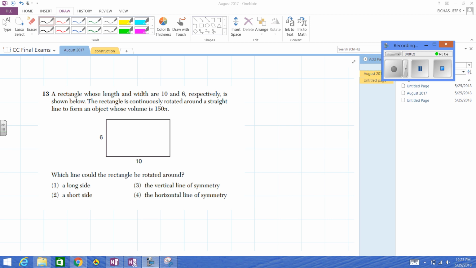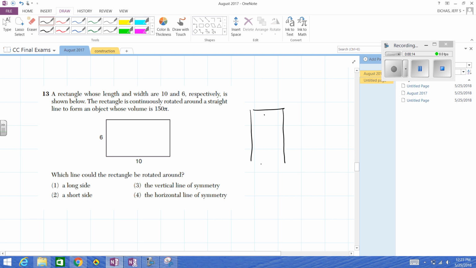So August 2017, we have number 13, very tricky problem. What we have is, when we rotate a rectangle, it really depends on what we rotate it around. So let's say we were to have 6 this way, 10 this way, and we rotated this rectangle around that side. What would happen is this piece right here, this 6, would become our radius. And that's kind of what this question is about here.